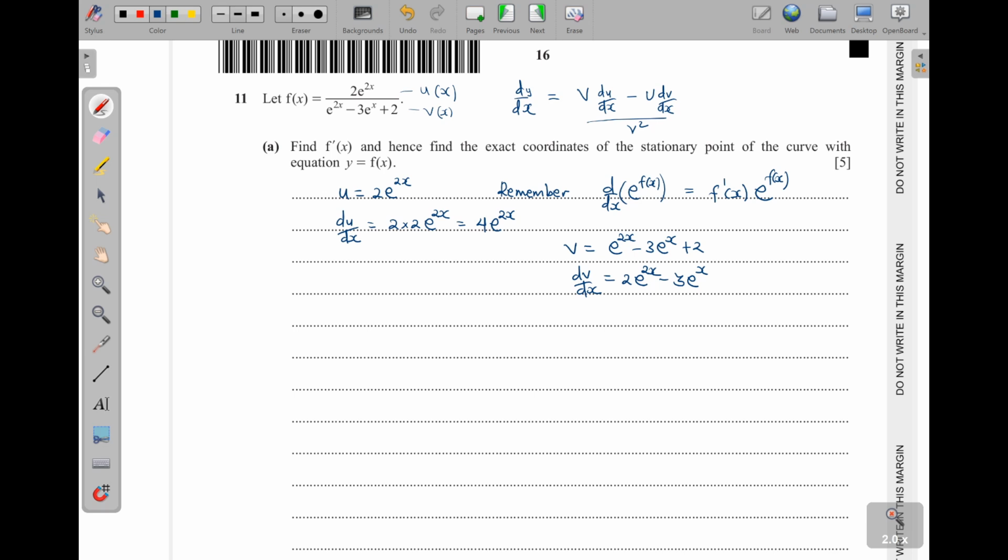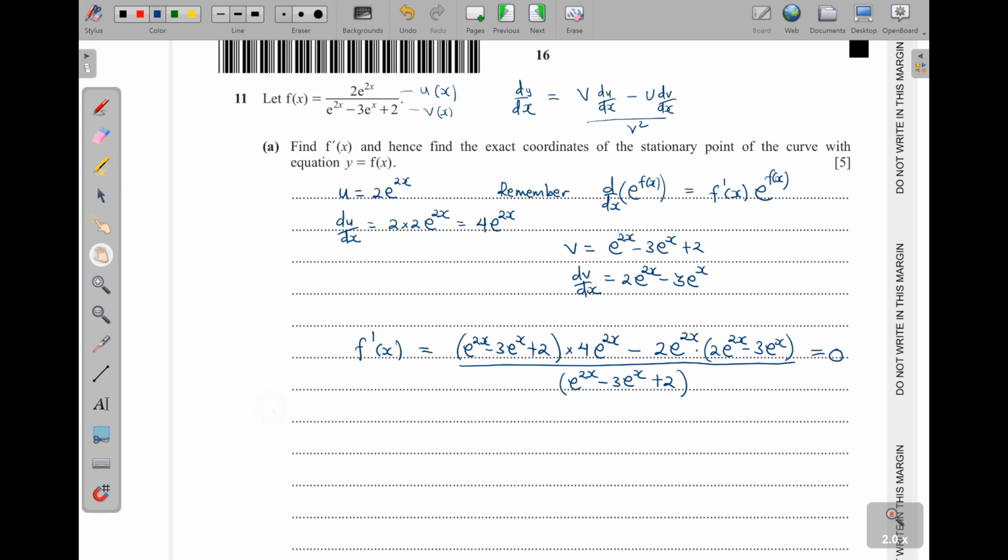Now that means that our f prime of x is equal to v, which is e power 2x minus 3e to the power of x plus 2, and then times du dx, which is 4e to the power of 2x, then minus u, which is 2e power 2x, times dv dx, which is 2e power 2x minus 3e to the power of x, like that. Then we divide it by v squared, which is e to the power of 2x minus 3e to the power of x, then plus 2, and then you equate this one to 0, okay? Because they say we are finding stationary points, and for stationary points, dy dx is equal to 0.